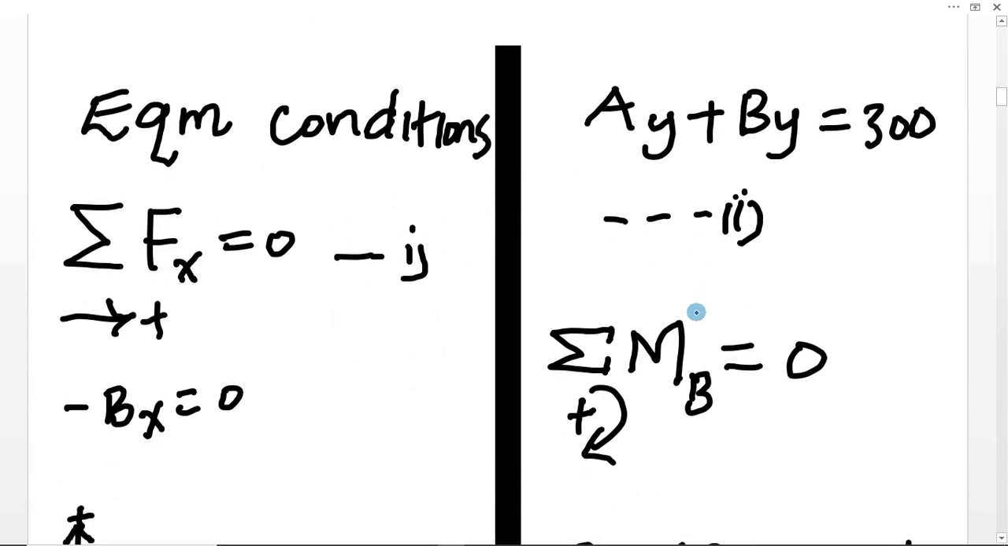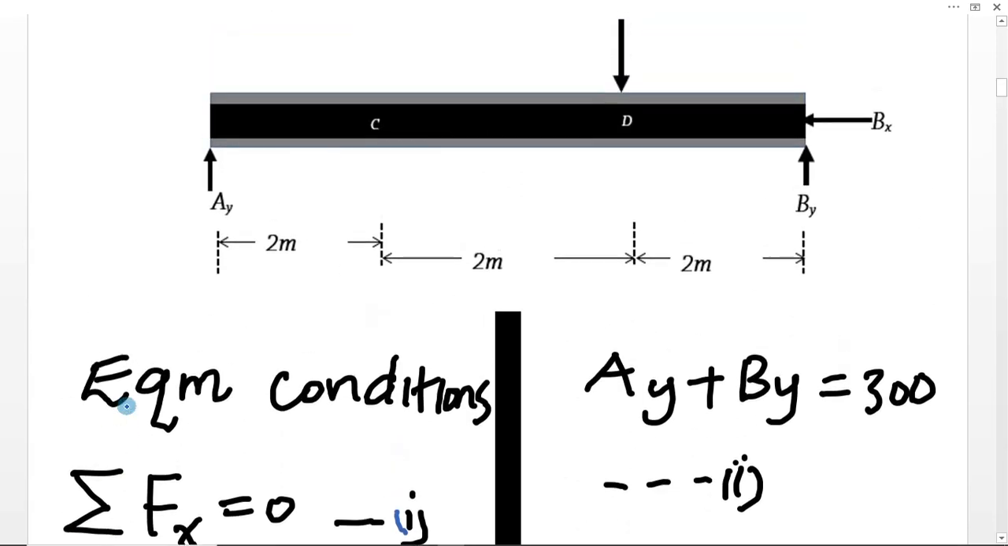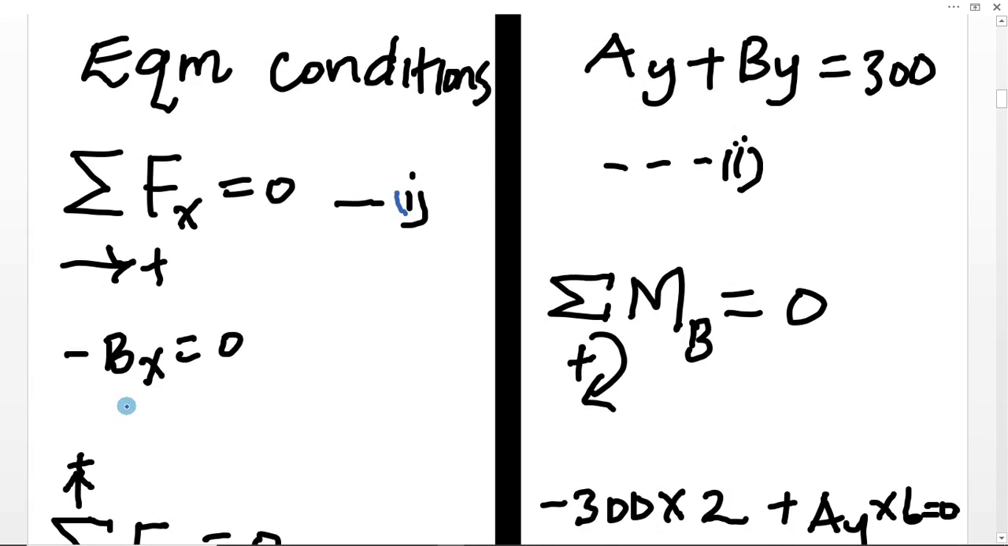Now when we consider equilibrium conditions, we know that first of all, the sum of horizontal forces must equal 0 for a system to be in equilibrium. The sum of horizontal forces must equal 0. We are considering the positive X direction forces to be positive. Since we have Bx acting in the negative X direction, then minus Bx equals 0, and that means that Bx is equal to 0.